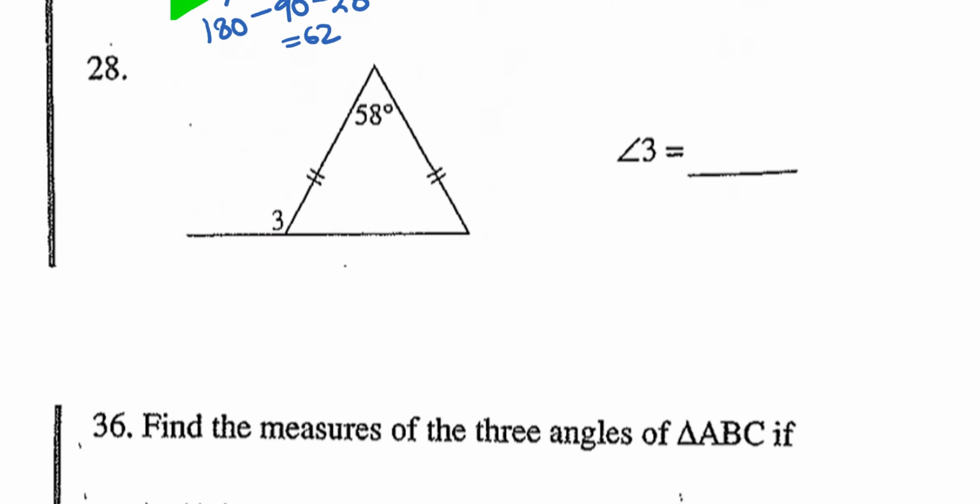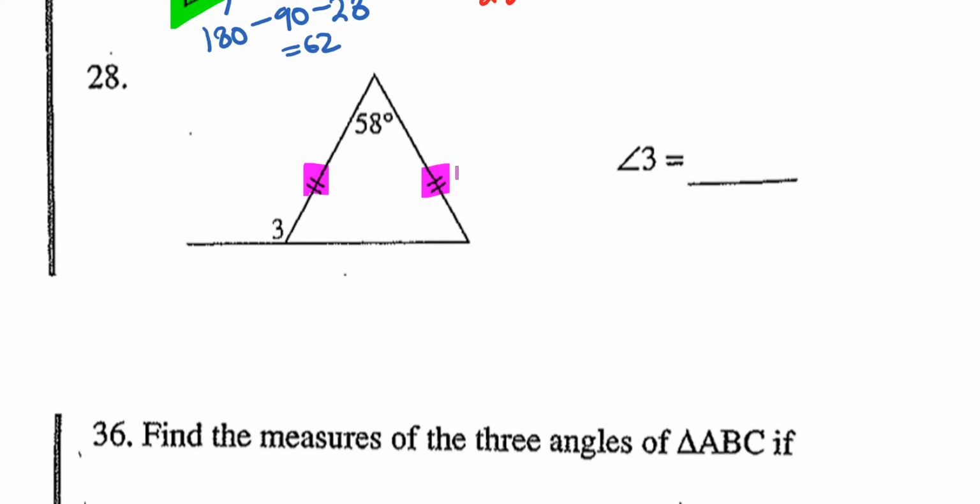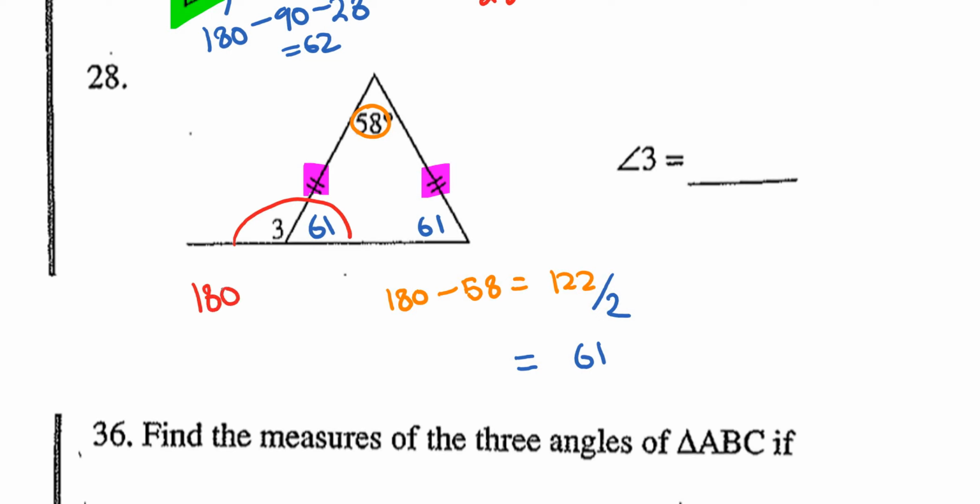Okay, so for 28, I have the markings here. So I have an isosceles triangle. So I can take 180 degrees minus the 58. So 180 minus the 58 is going to be 122. And then we can divide that by 2. And that gives me 61 degrees. So 61 there and 61 there. And then angles on a line will add to 180 degrees. So 180 minus 61 is going to be, I think, 119. Yep, 119 degrees. Okay, great. So that's the first 28 questions.